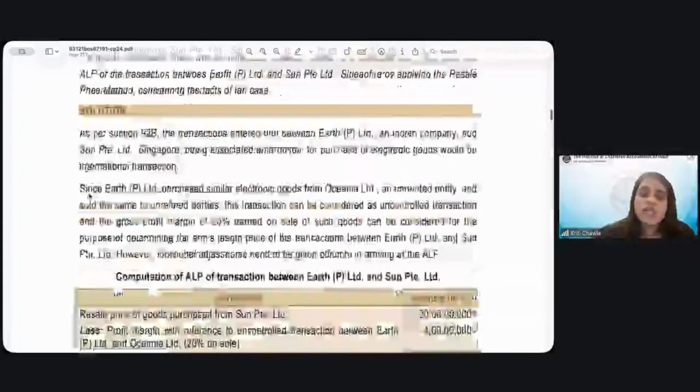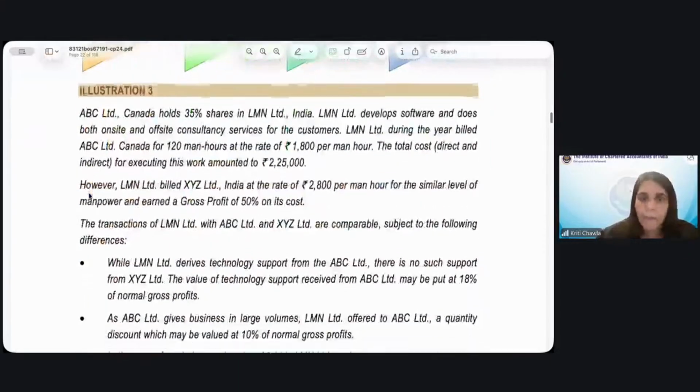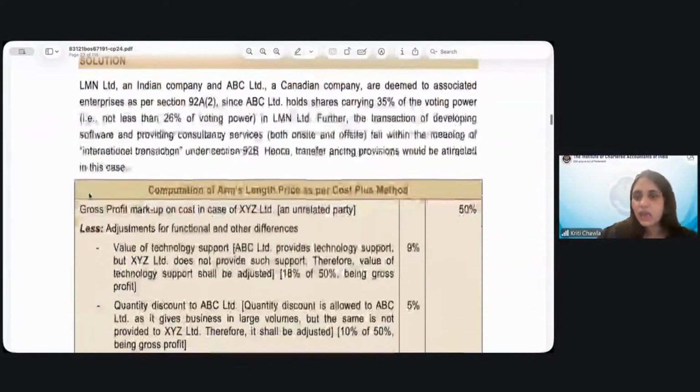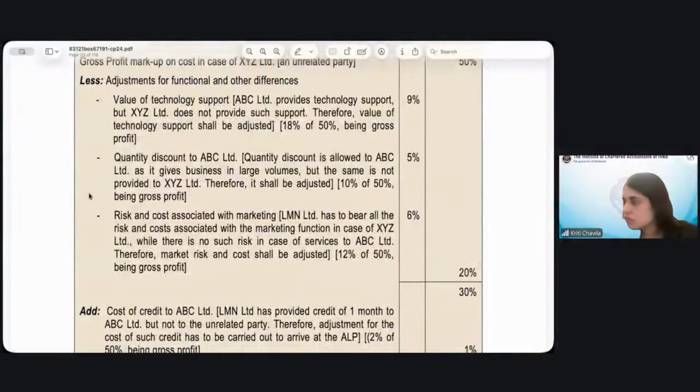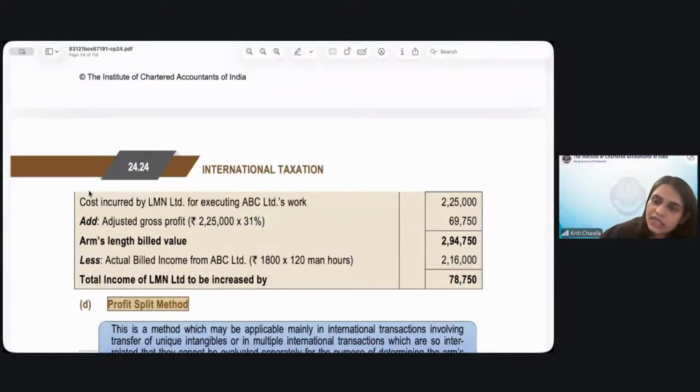Now, the next method is basically the resale price method. In case of resale price method, what you have to remember is that this is applicable in case of traders and distributors, and you have to remember that there should be no value addition at the level of subsidiary company. Now, this is the cost plus method. The cost plus method is where there will be manufacturing and contract manufacturing cases. There will be a direct and indirect cost of production, etc. This is what you have to remember.